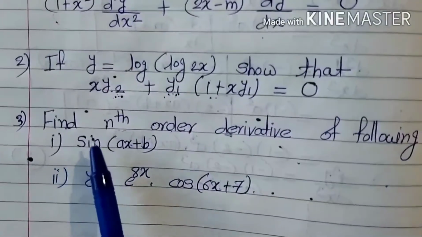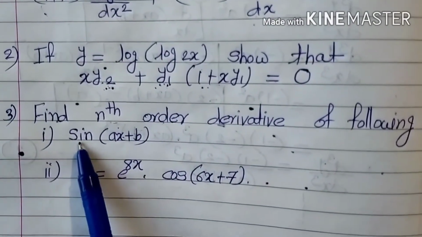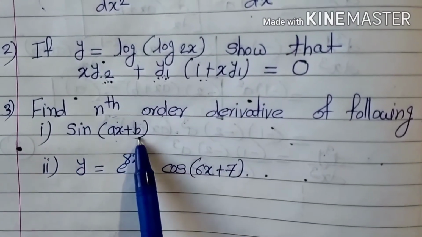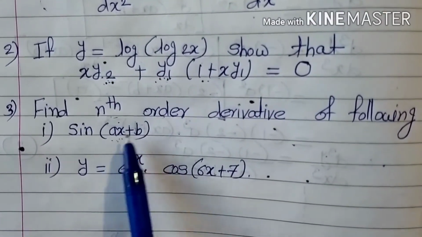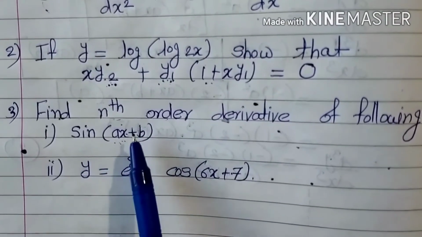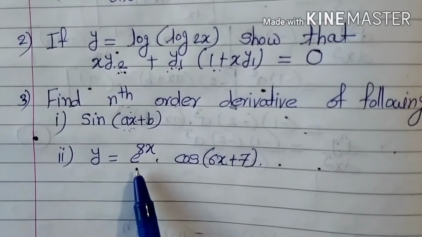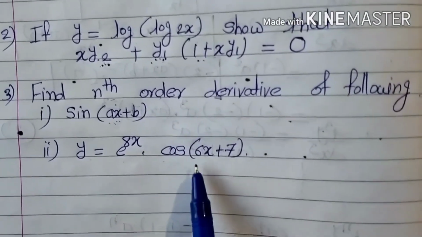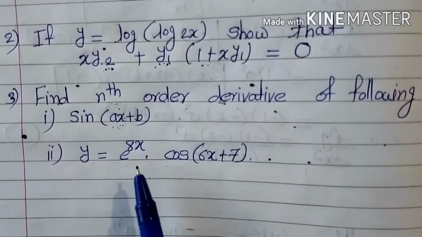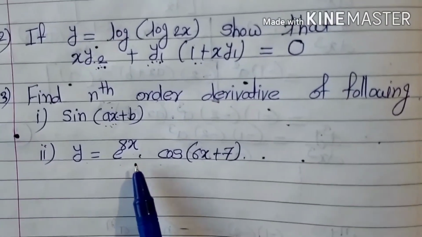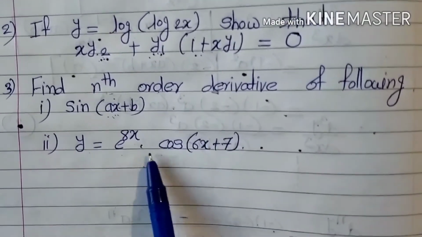Now next example is, you have to find nth order derivative. So first example is sin ax plus b. So first differentiate it 3 times, then observe the changes and then generalize nth order term. Now next example is y is equal to e raised to 8x into cos 6x plus 7. The same example is solved in your textbook. So observe that example, then solve this example.